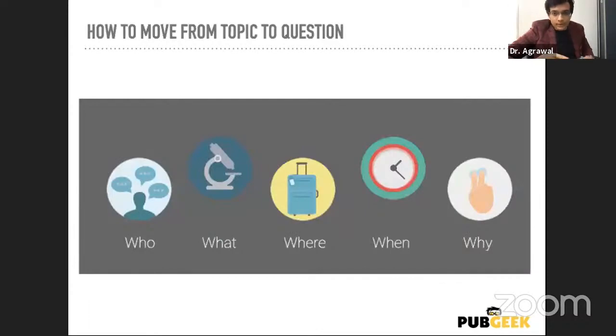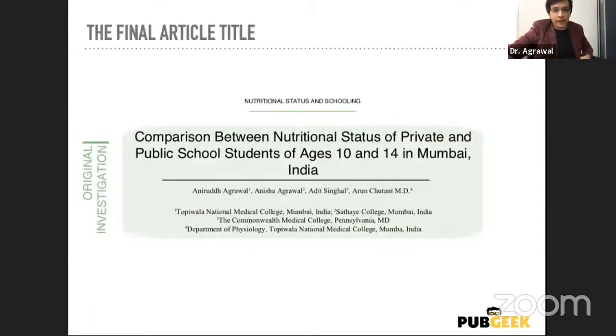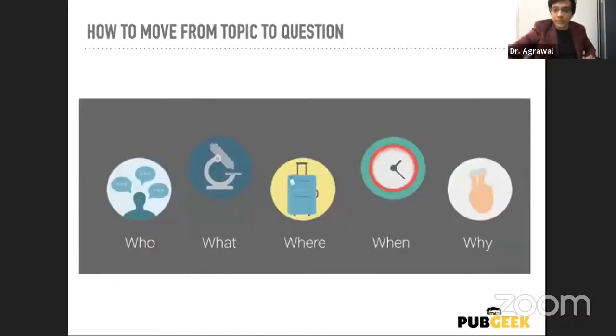So just like I had identified what sort of people I'd be approaching, there'd be private and public students. Who would I be approaching? Ages 10 and 14. Where would I be approaching? In Bombay. We'd have to identify who, what, where, when, why. And if you think that it's becoming too specific, you can remove certain questions from your research, such as when or where. And you can appropriately identify your target population, your target outcomes, and overall have a more focused idea of what you want to do and get out of your research.